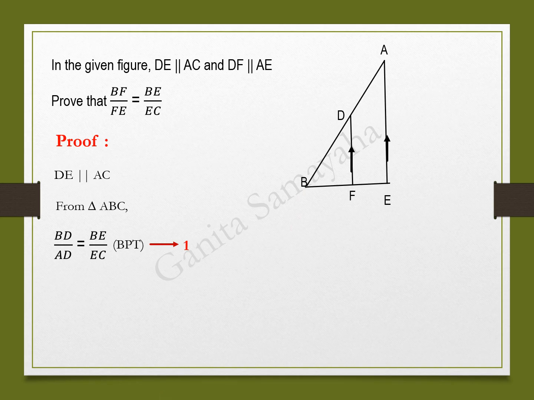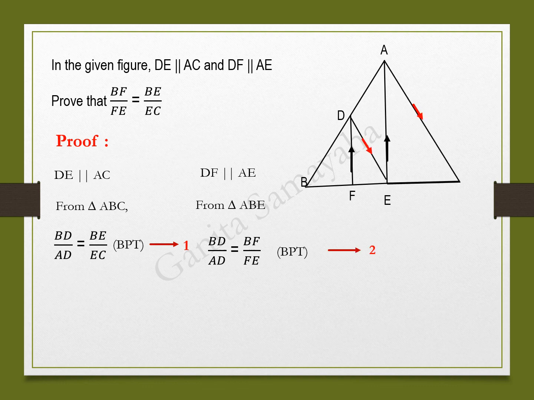How do we write this? We have DF parallel to AE, and the triangle that we are going to consider is ABE. From triangle ABE, we have BD by AD equal to BF by FE. Again this is BPT and we call this statement 2. Isn't it, children?